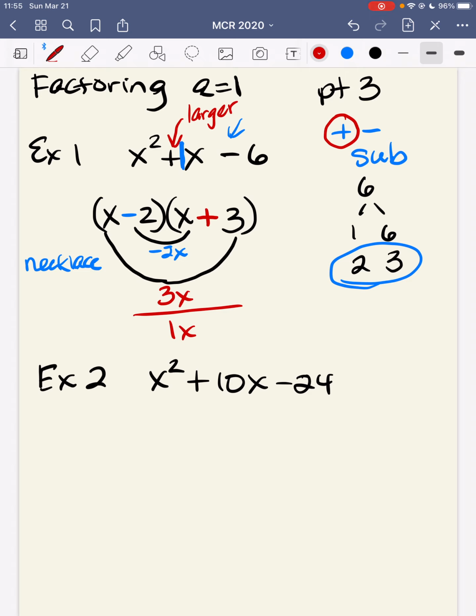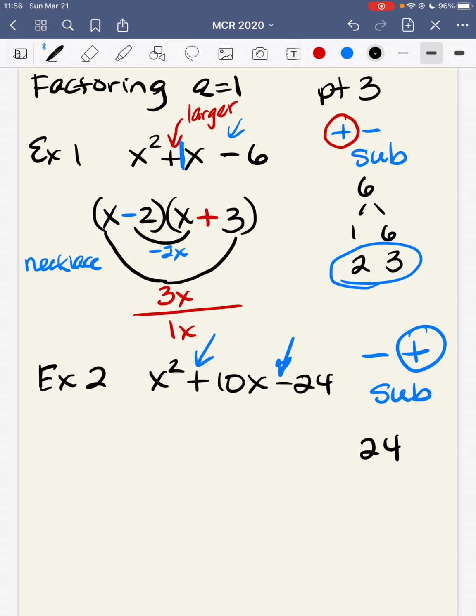Let's look at example 2. So example 2, my last sign is negative, which means my signs are going to be opposite. My first sign is positive, so my larger number must be positive. Because my signs are opposite, I will be subtracting to get that 10. So I need factors of 24 that will subtract and give me 10.